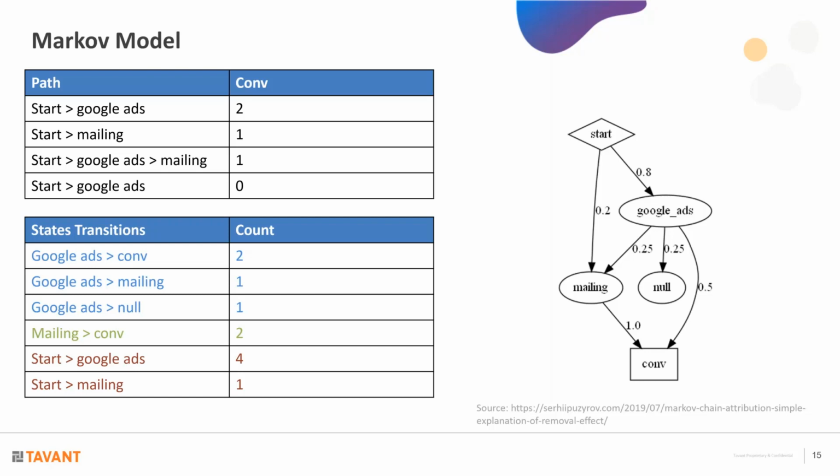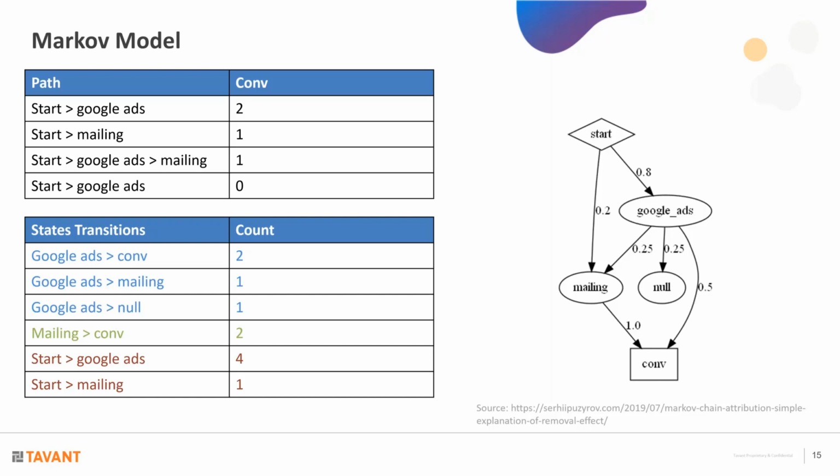Now, from these, you can see that from Google Ads, there were 4 possible transitions, to conversion, to mailing, or to null. And similarly, from mailing to conversion, there was just 1 transition from mailing. Similarly, from the starting point to Google Ads and the starting point to mail, there were 2 transitions from the starting point. So based on this, we can work out that from the start, the probability of going to Google Ads is 80%, and going to the mailing campaign is 20%. From Google Ads, going to mailing is about 25% probability, going to conversion is 50% probability, and going to no conversion is another 25% probability.